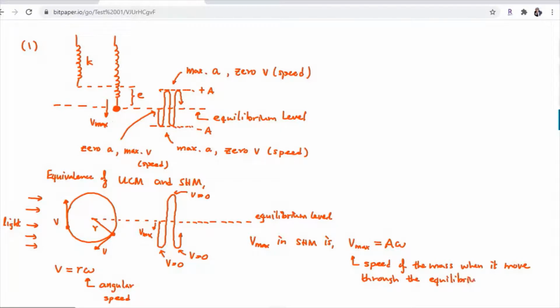Equilibrium level. So now we can use this information when we write the total mechanical energy of the mass as it passes through the equilibrium level. So this will help us to find the answer for part 1.